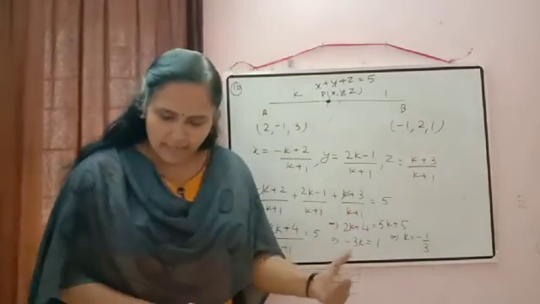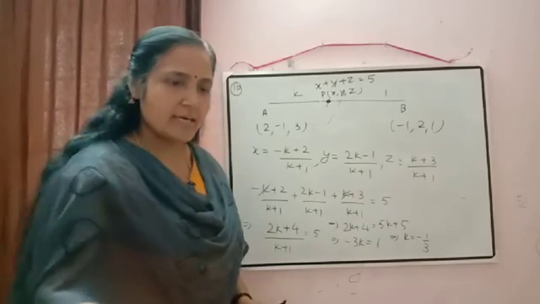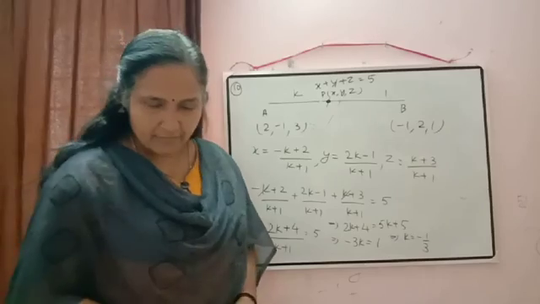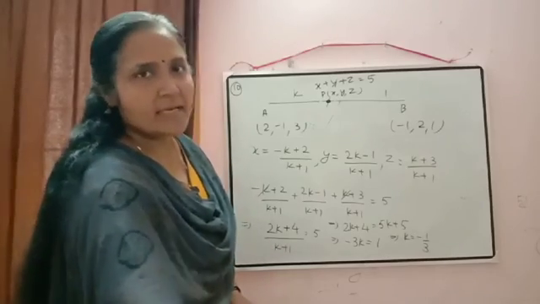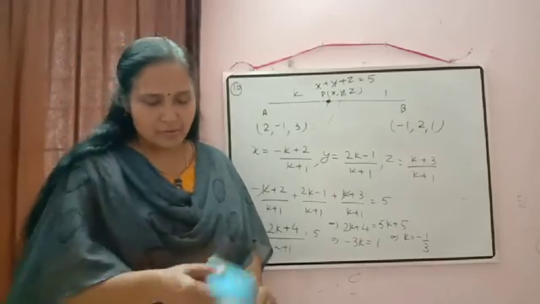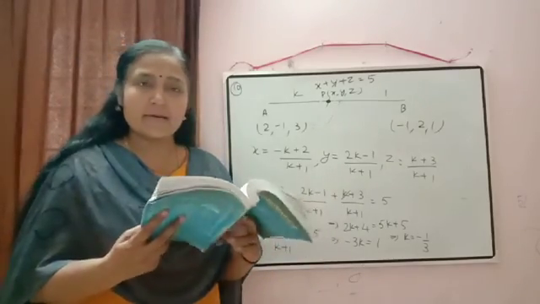So you can just write down there the ratio is minus 1 is to 3. So it means, yes, it divides it externally. So I hope today's questions are clear to you, how to use the section formula and centroid.